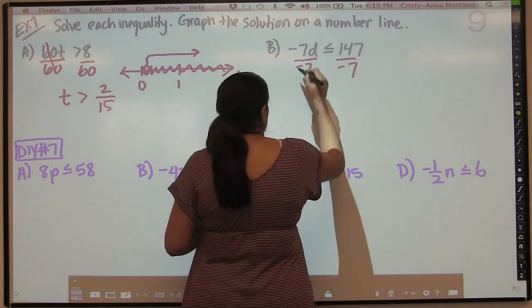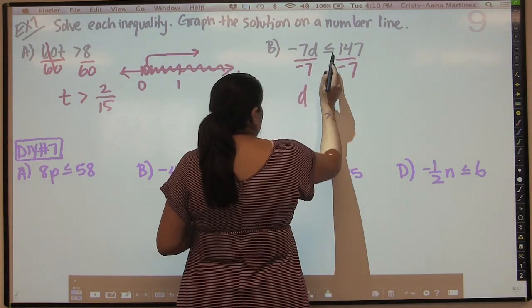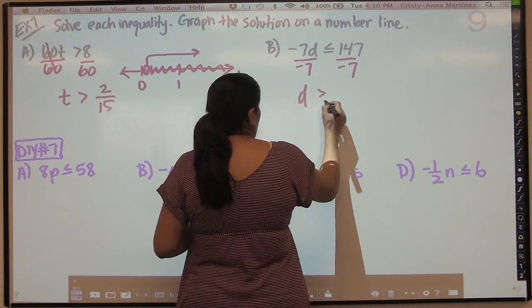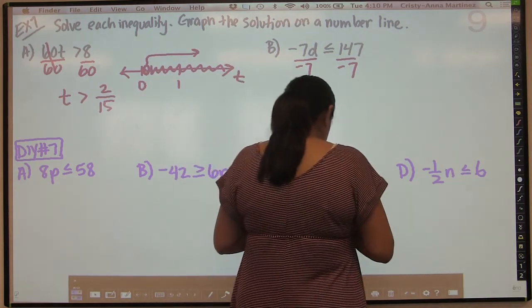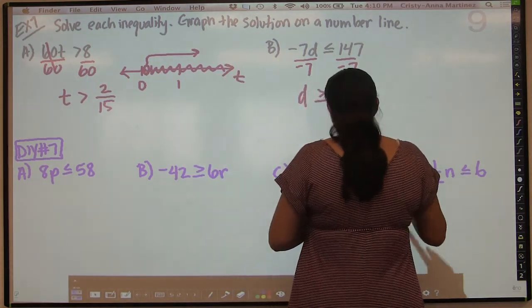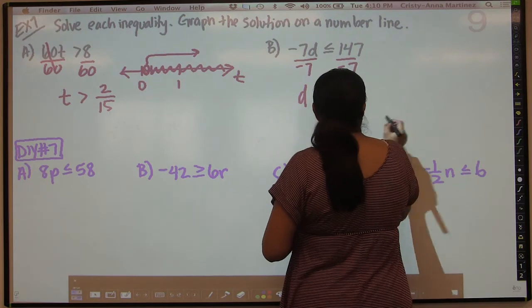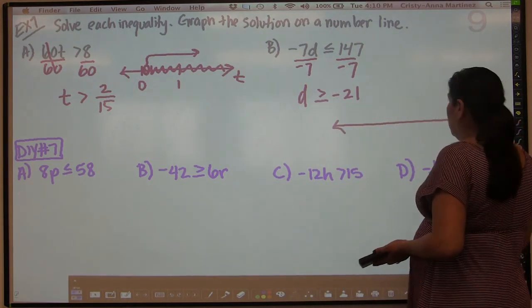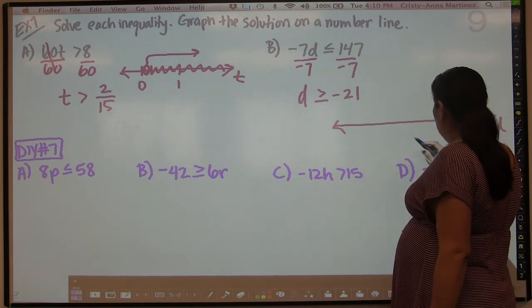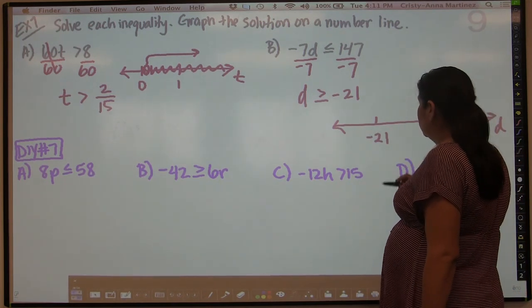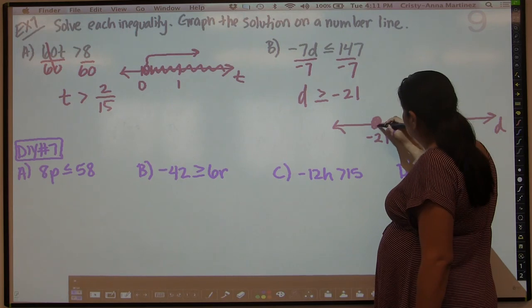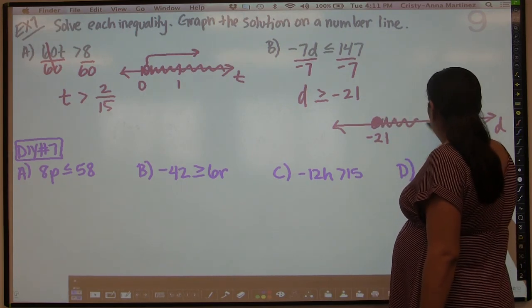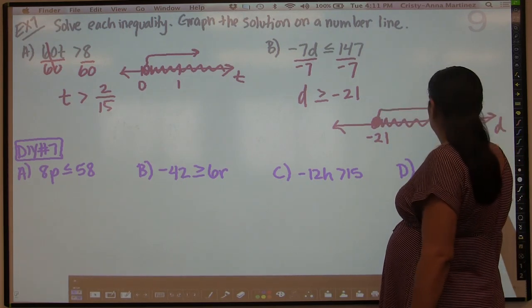In this case, I'm going to divide by a -7. And remember that because I'm dividing by a negative, I have to switch this less than or equal to, to make it a greater than or equal to. And 147 divided by -7 is -21. Put my variable on my number line. Put the 0 somewhere. The -21 will be on the left. It's going to be a solid dot, and it's greater than or equal to -21.